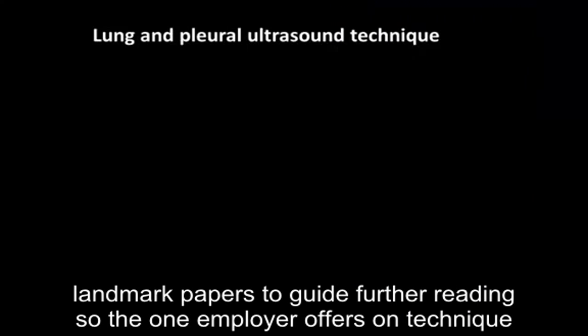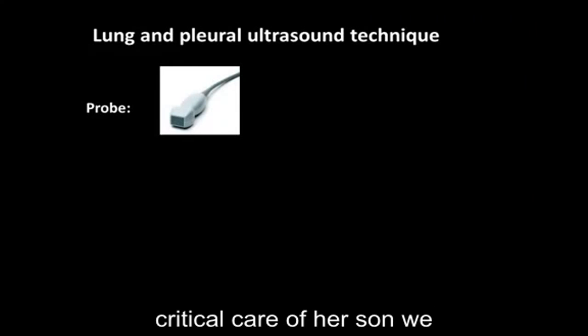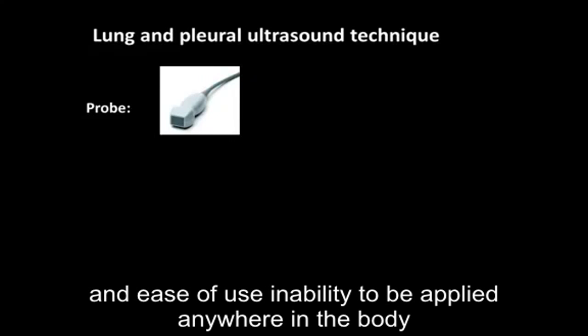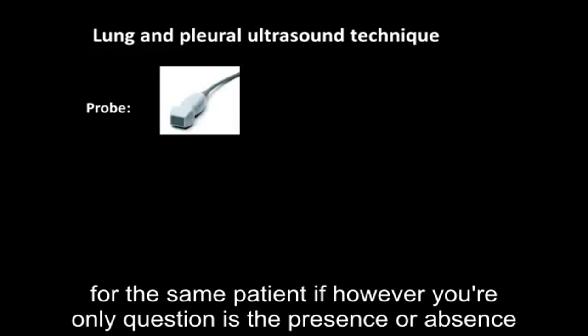So the lung and pleural ultrasound technique is what we'll now discuss. Firstly, you need to know which probe to pick up, and in most instances for critical care ultrasound, we advise the use of the phased array or cardiac probe for its small footprint and ease of use and ability to be applied anywhere in the body without having to switch probes multiple times for the same patient.